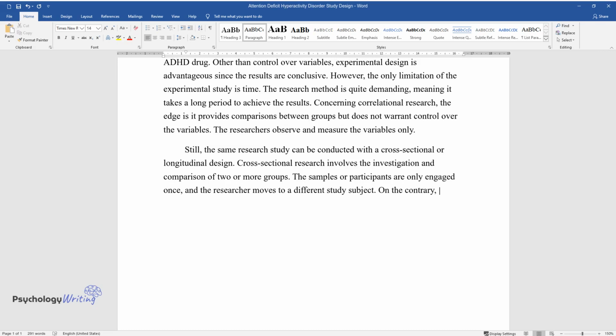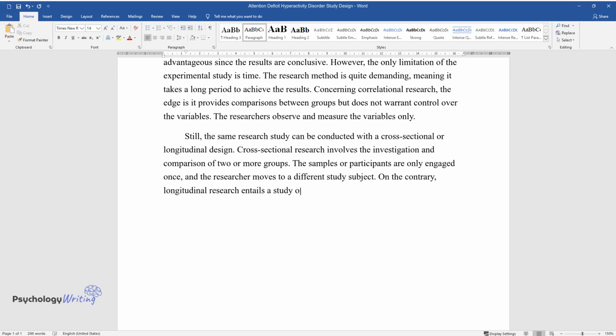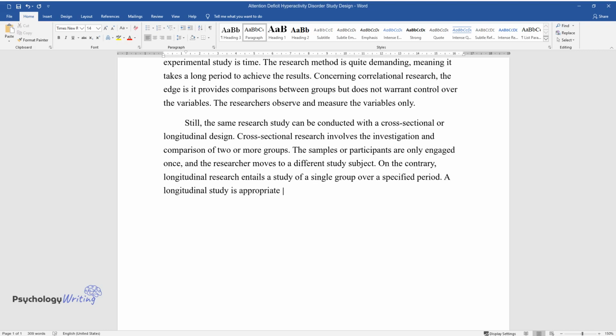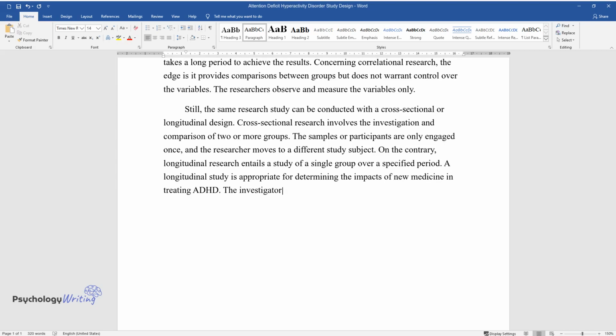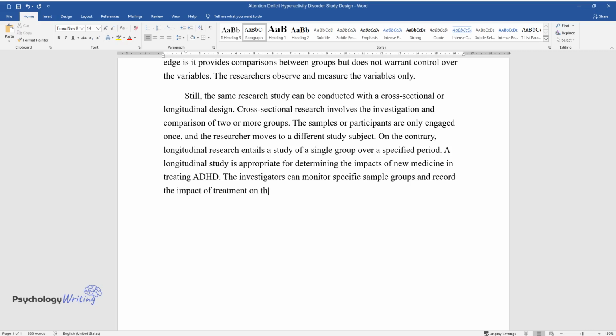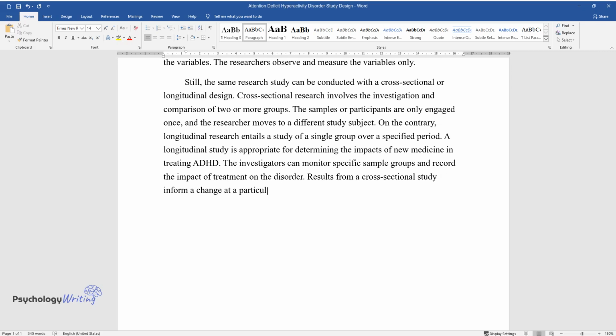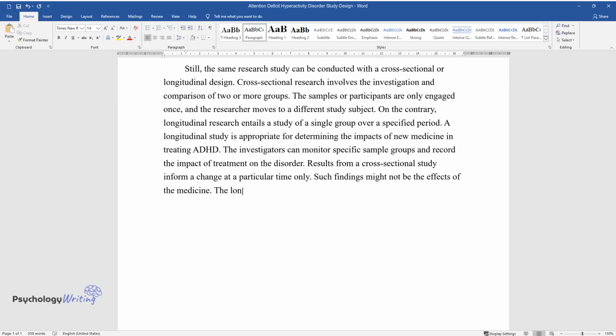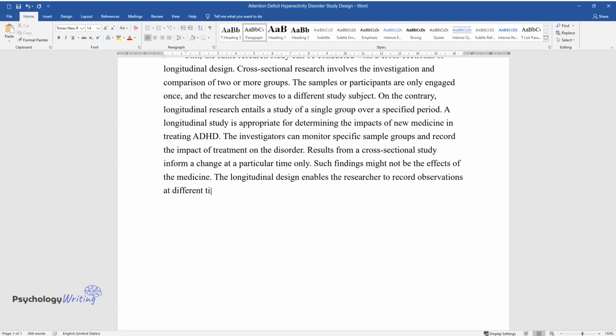On the contrary, longitudinal research entails a study of a single group over a specified period. A longitudinal study is appropriate for determining the impacts of new medicine in treating ADHD. The investigators can monitor specific sample groups and record the impact of treatment on the disorder. Results from a cross-sectional study inform a change at a particular time only. Such findings might not be the effects of the medicine. The longitudinal design enables the researcher to record observations at different times, providing a valuable pattern for medical decisions.